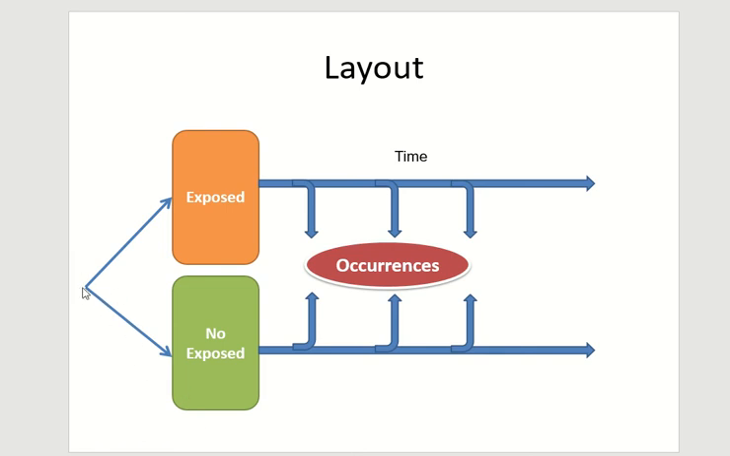Okay? All right. The general setup of a cohort looks like this. You select your sample based on whether they are exposed or not exposed. At the beginning, nobody has the outcome. We do the follow-up over time, and as time progresses, cases start to occur, and you keep a record of that to calculate incidence rate or incidence density.